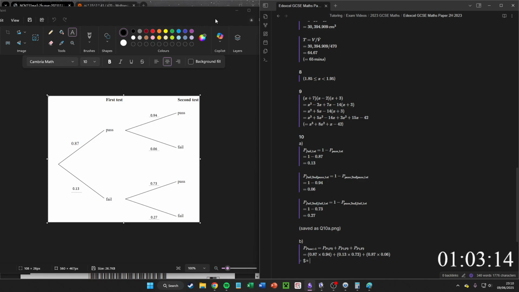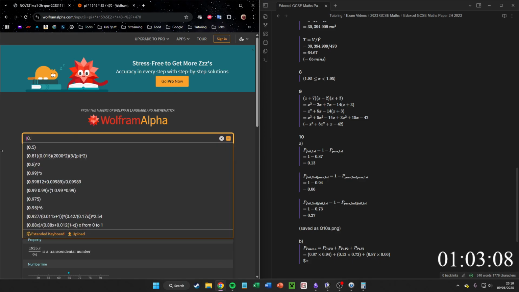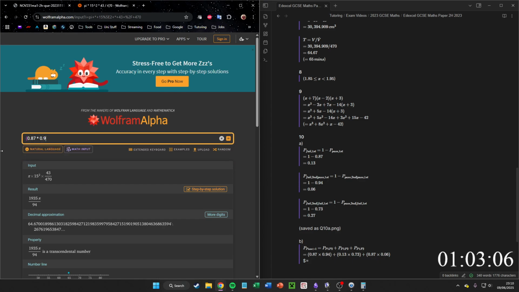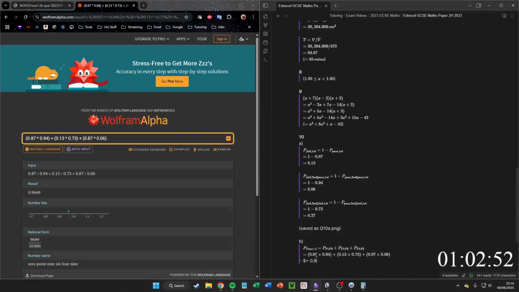And again, I could do this in a scientific calculator, so that's exactly how I'm going to do it now. In Wolfram Alpha, 0.87 times 0.94 plus 0.13 times 0.73 plus 0.87 times 0.06. Okay, and that is 0.9649.